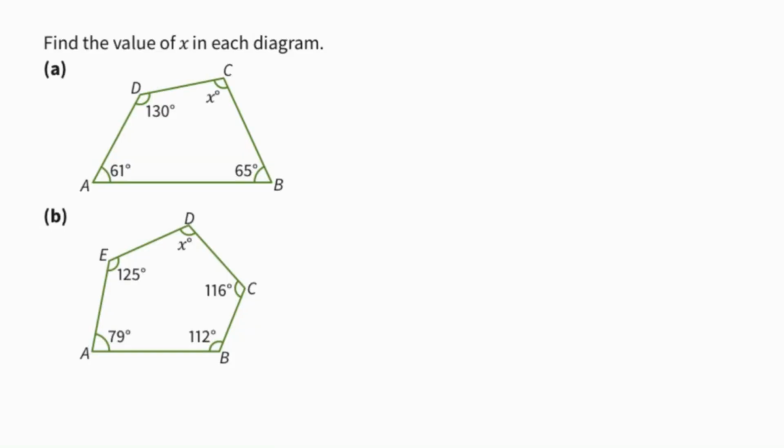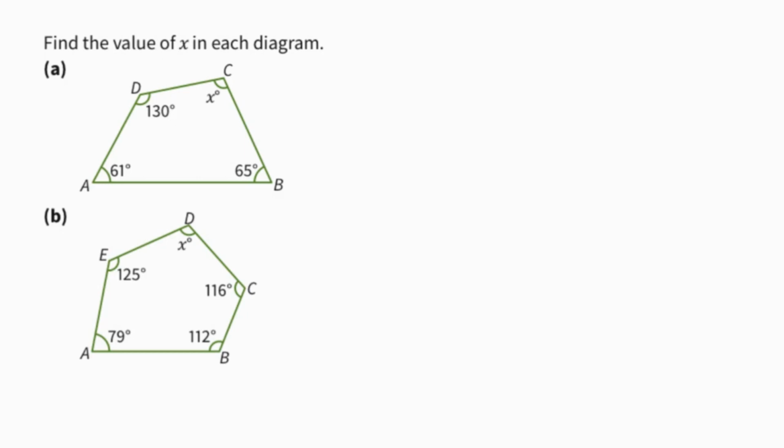Hello everyone, welcome to this video where we are required to find the value of x in each diagram here. So as we look at part A, the very first question you need to ask yourself is, how many sides does this figure have? A, B, C, D, a 4-sided figure. And straight away, by applying what we know for a 4-sided quadrilateral, the interior angles add up to 360 degrees. That is the property of a 4-sided figure, a quadrilateral.